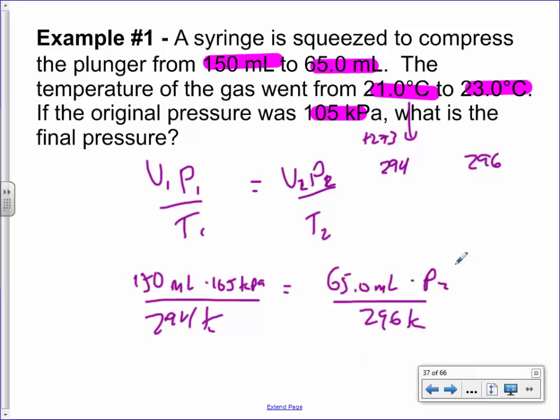So, last step, we just got to get P2 by itself. So, taught almost all of you math. Sorry, Zach. How do you get P2 by itself?